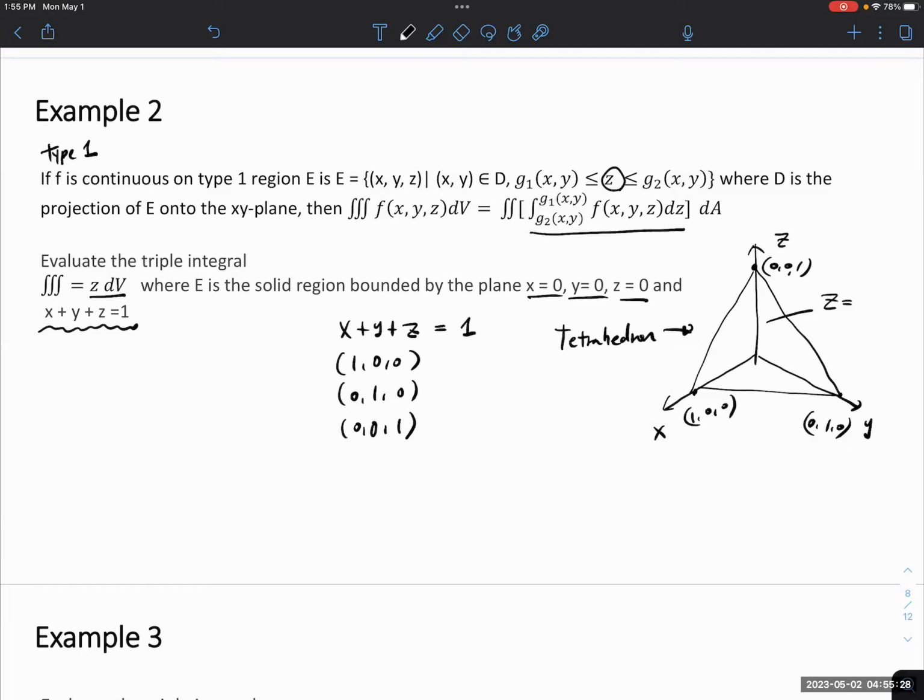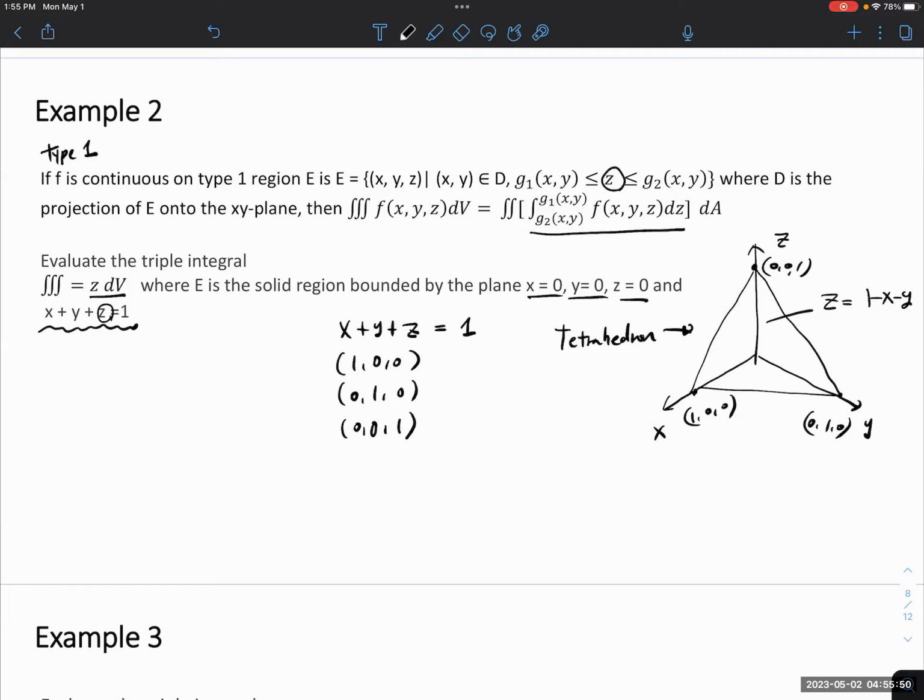And then if you solve for z, I'm going to move everything to the other side: 1 minus x minus y. That's the equation for z. So that's what I know so far. We have to take the double integral, right? We have to take the double integral of that function. So let's keep checking what else we can do.